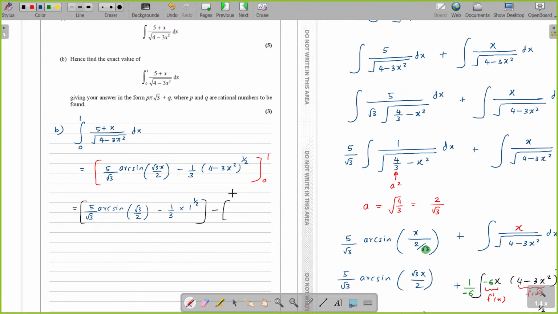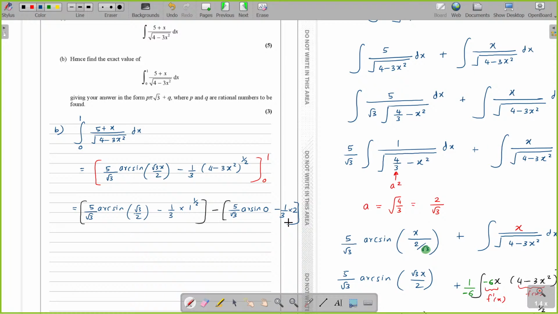So what do you get here? I think arc sine 0 will be a 0, right? Anyway, I will just write there 5 over root 3 arc sine 0 minus 1 over 3, 1 over 3 minus 1 over 3 into 4 minus 3 into 0 is a 0, so 4. It's 4 to the power half, which is just 2.